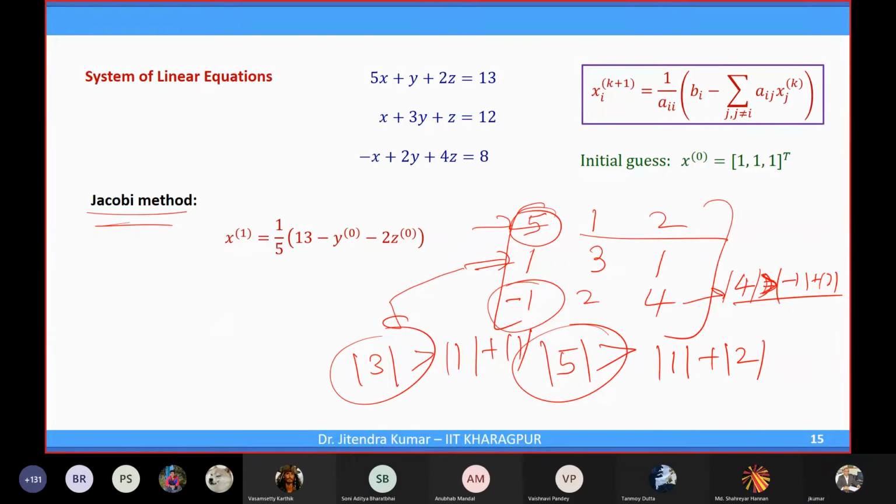So in this particular matrix, it is strictly diagonally dominant. Yeah, in this case, it is strictly diagonally dominant. Correct? Fine.